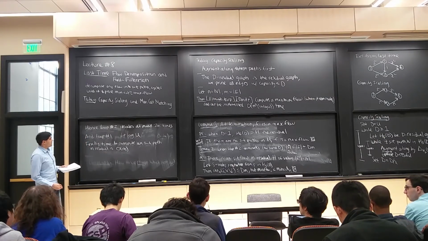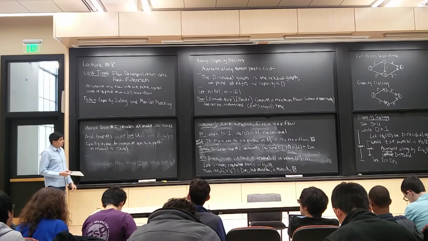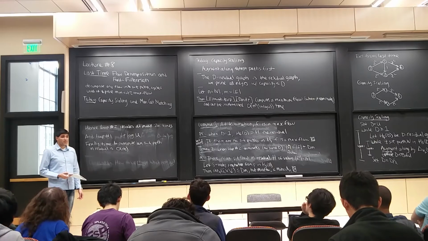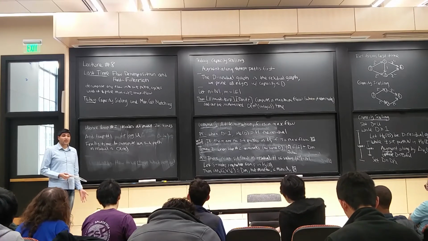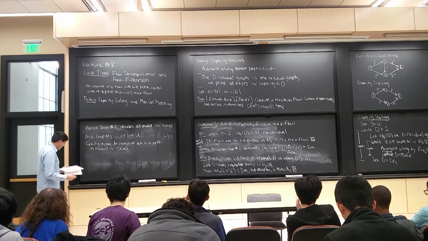All right, so let's think about what we did right now. We have an algorithm with running time m squared times log u for computing max flow. So that's exponentially better than the naive implementation of Ford-Fulkerson, where you get this u factor, right?